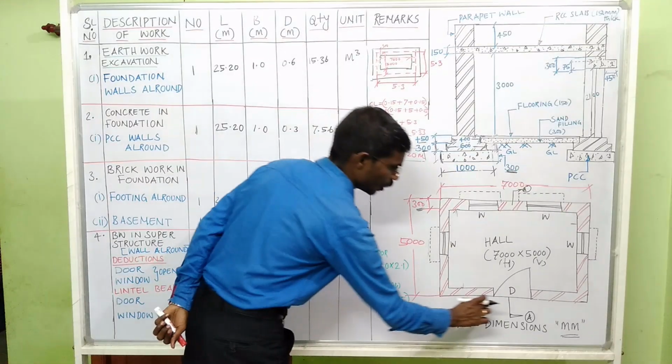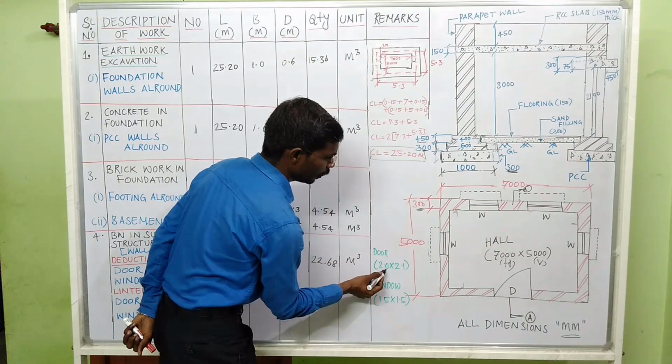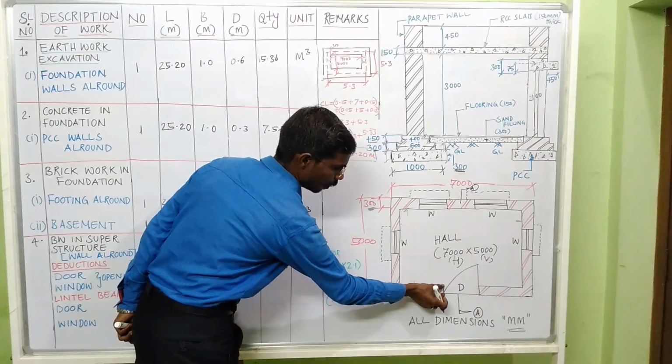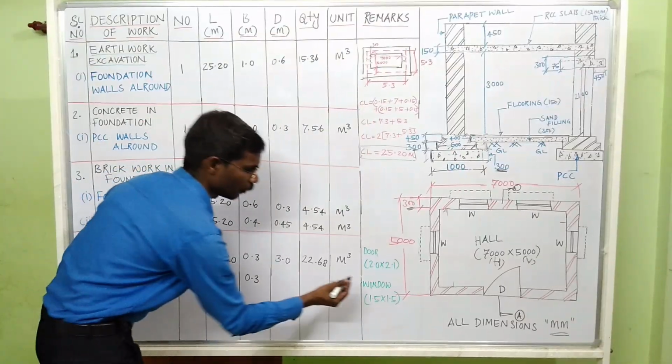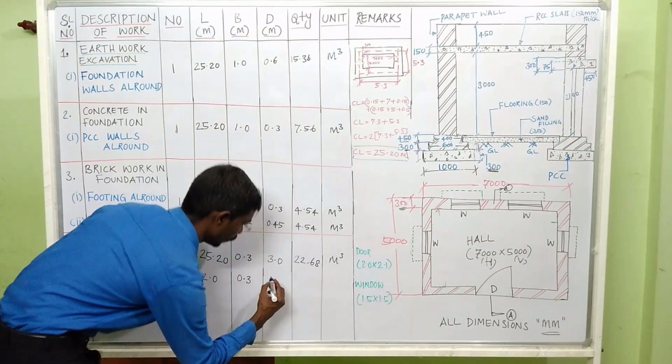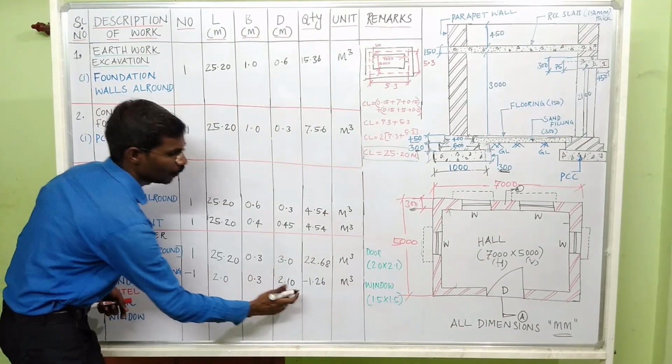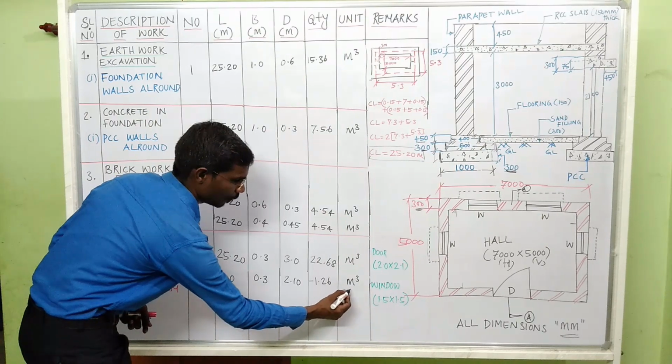The length of the door is 2 meter. Breadth of the door is wall thickness. The height of the door is 2.1 meter. So multiply these values, you will get the 1.26. It is in m cube.